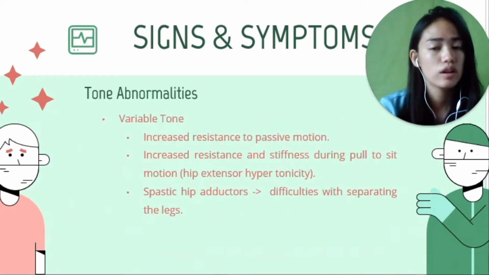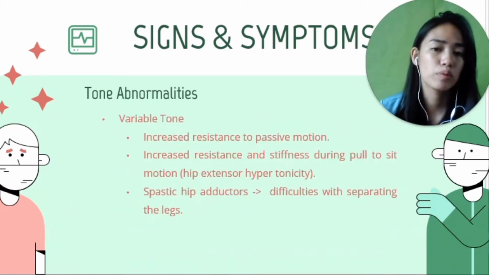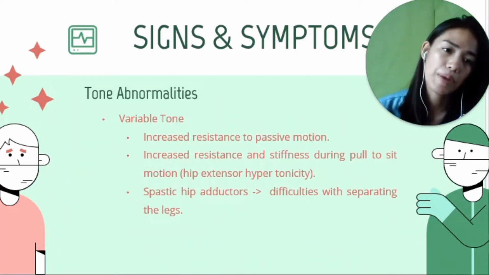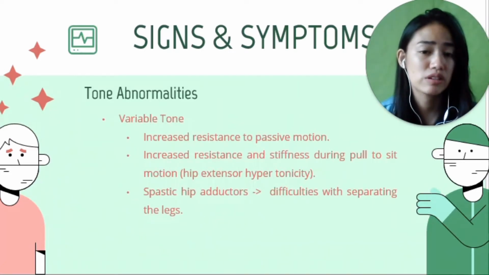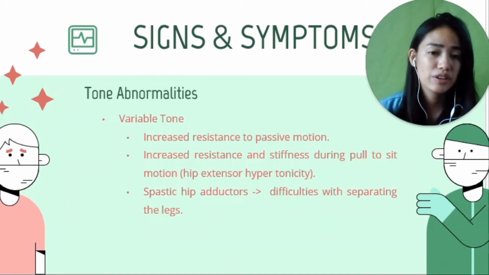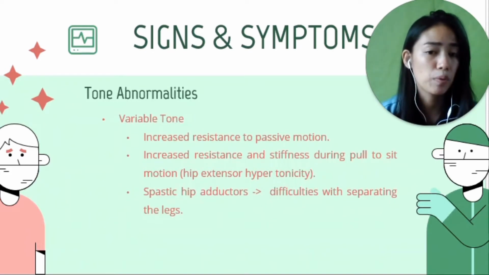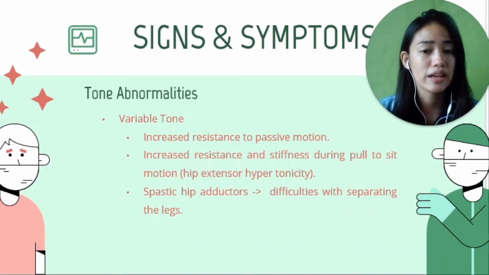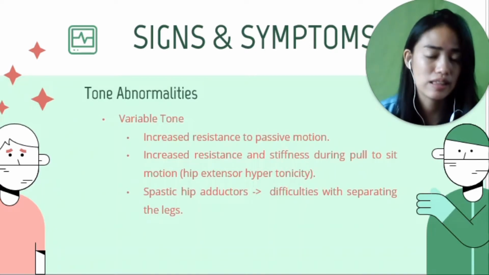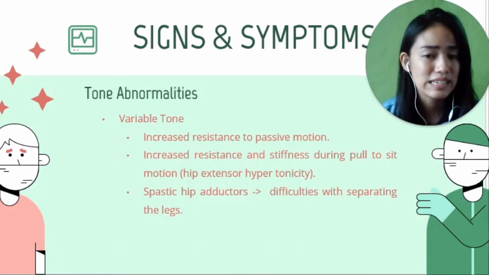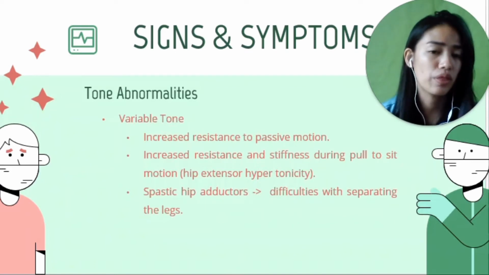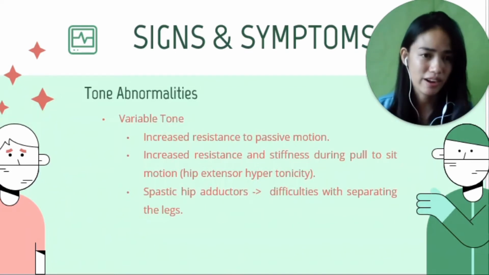So under tone abnormalities, still we have variable tones. A patient with cerebral palsy may have increased resistance to passive motion, increased resistance and stiffness during pull-to-sit motion, or hip extensor hypertonicity, and have spastic hip adductors. So they will have difficulties with separating their legs.